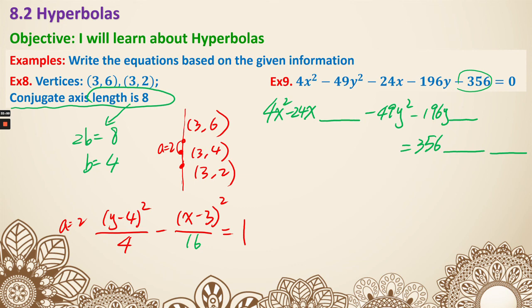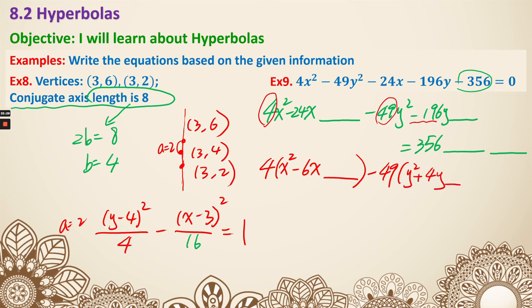Next, if I actually want to complete the square, it will be easier if it's just x squared and y squared. So I'm going to factor out the 4 for the x squared and the 49 for the y squared. Factor out the 4, I have x squared minus 6x with a space. Minus 49. Remember, I'm not just factoring out the 49, it's factoring out the negative 49. So I have y squared, and that negative 196, when you factor out the negative 49, becomes a positive 4y, and then a space. Equals 356, still 2 spaces.